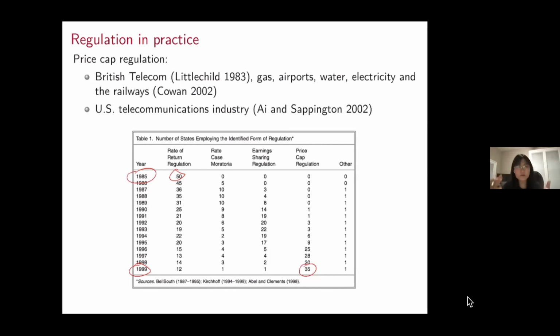So the typical rationale for price cap regulation is that it is simple. It requires very minimal administrative cost, and it also maintains the incentive for the firm to reduce its cost, right? So in this paper, we show that there is also a robust rationale behind the price cap regulation.